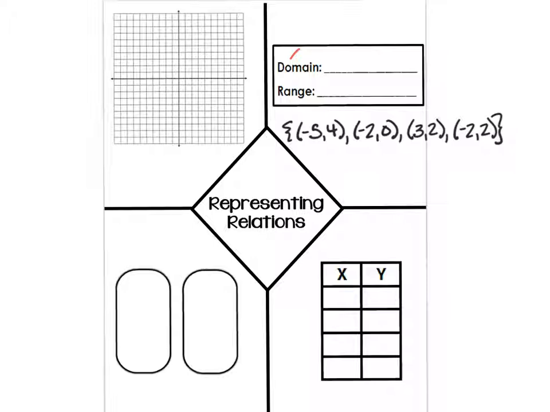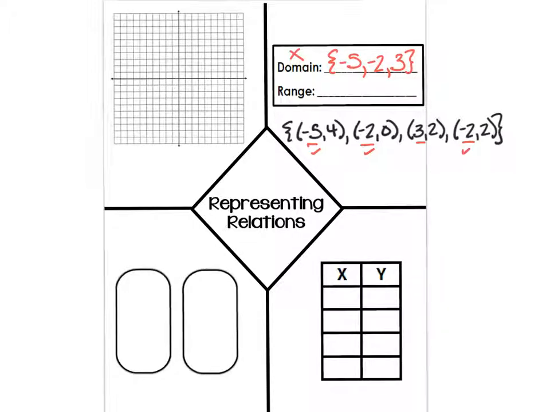The domain are my x values, and they are underlined in red. We're going to write them in order from least to greatest. The smallest x value I have is a -5. The next one is a -2. I have another -2, and I know it's there, but I don't have to write it again. And my last domain is 3. So there is the set of domain for this relation.